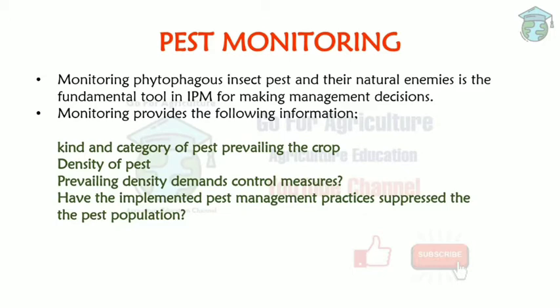Pest monitoring provides us information like what kind of pests are infesting the crop, what the density of the pest is, and if the pest is infesting the crop, what control measures should be taken. And if we take the control measures, were they effective, like are they suppressing the pest population or not? These are the most important information we can get from pest monitoring.